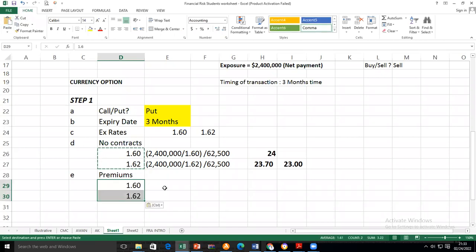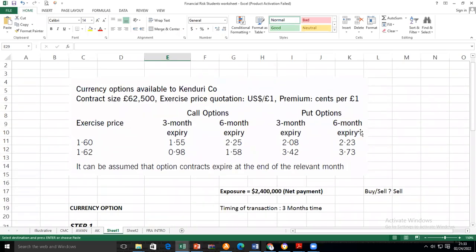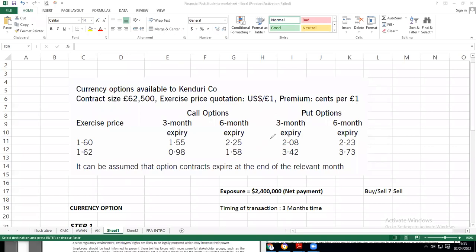Okay. At 1.6, what is your premium? Let's come here. Let's check together. Put option, 3 months. How much is the premium? 2.08. Yes. 2.08 what? Pence per pound? These are cents, right? So I want that point to come out.